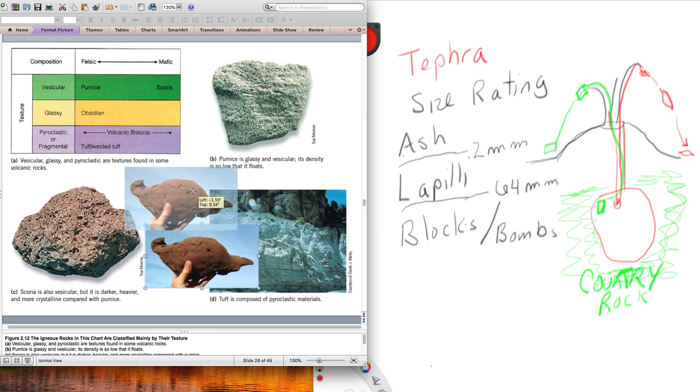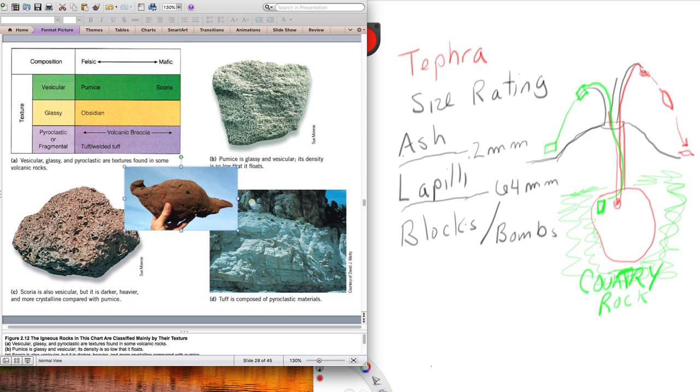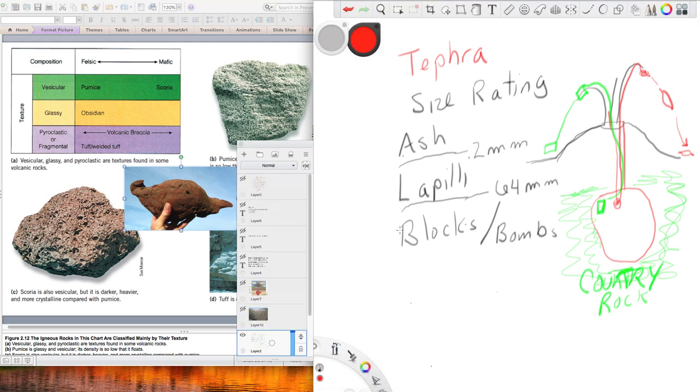Now, again, this picture is showing the scoria here, a pumice fragment, and then here's some volcanic tuff. One thing about volcanic tuff, a volcanic tuff is a pyroclastic rock composed mostly of ash.